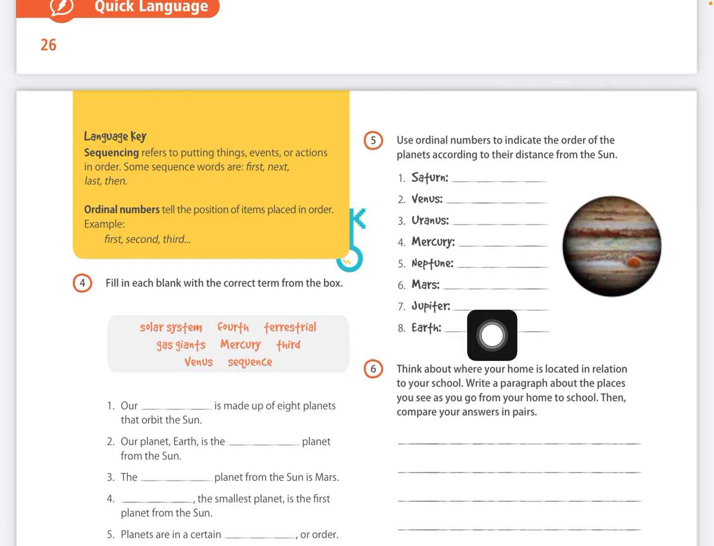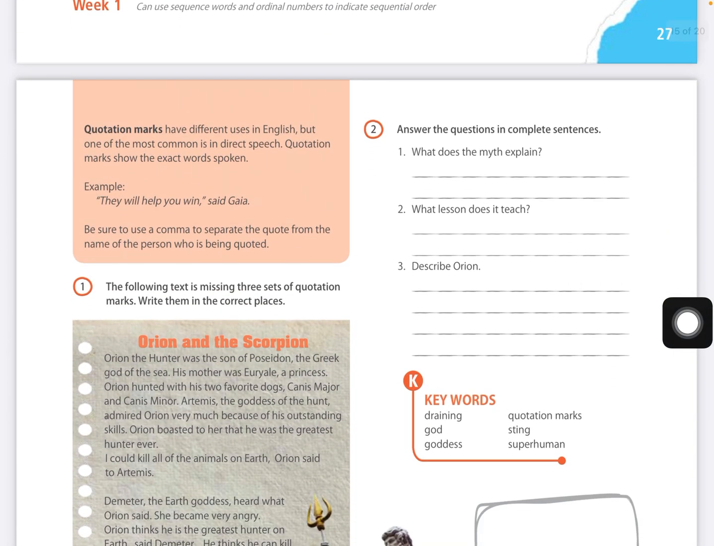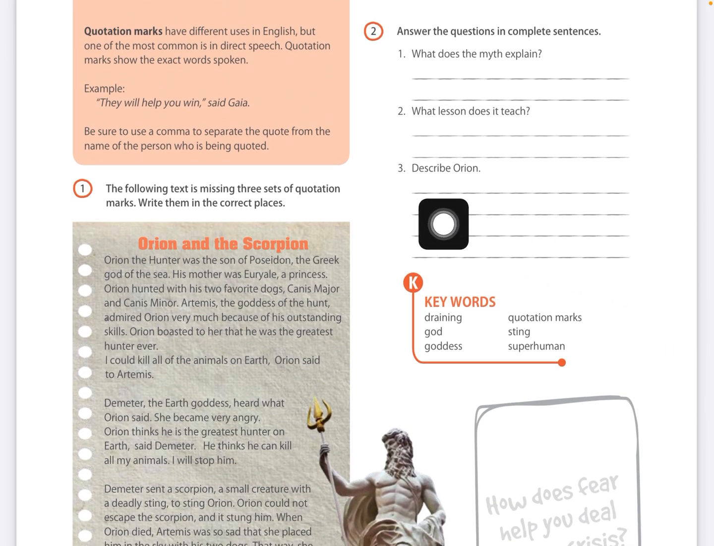So which one is the first from the sun to the last planet? Good. Perfect, good. So you go to point number 1 on page 28. That is, the following text is missing 3 sets of quotation marks. So what are quotation marks?